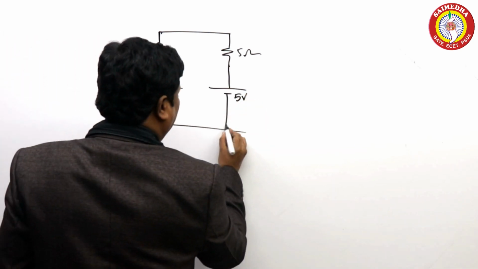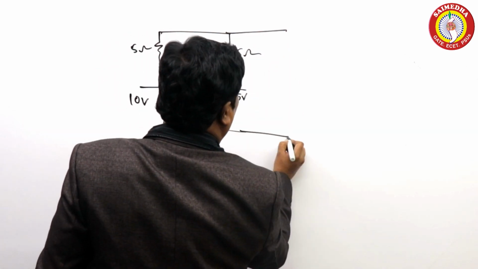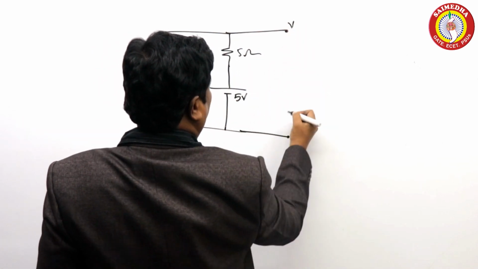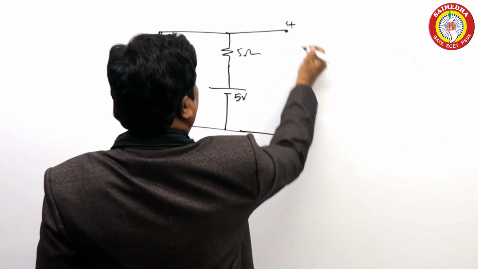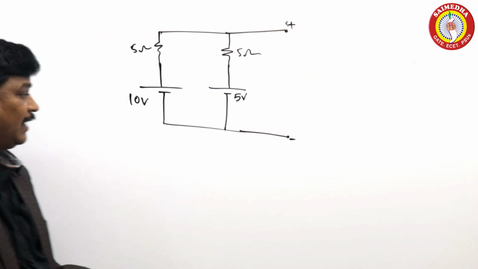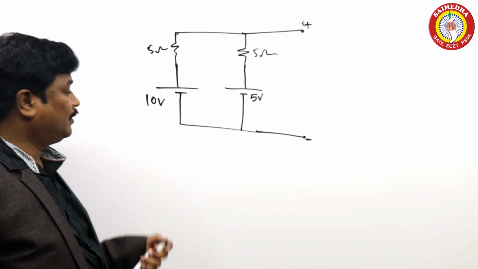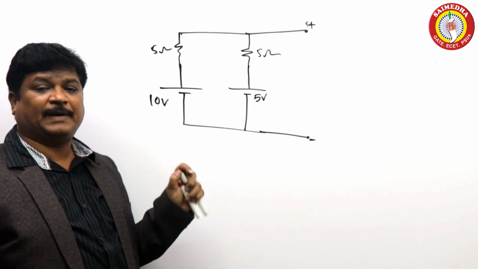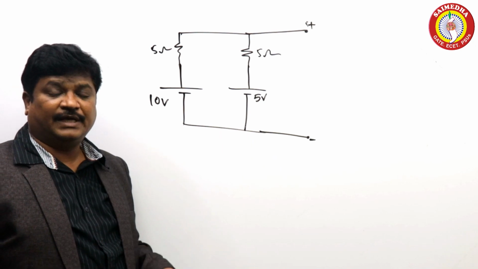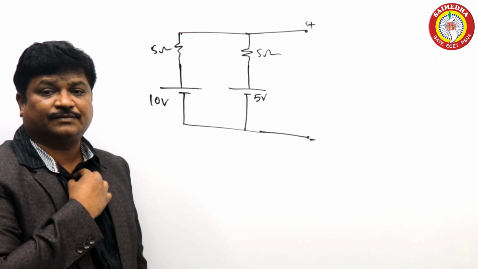Sir, under this condition, what is the voltage across this terminal? For example, I can say plus and minus. First of all, these voltage sources are connected in parallel. Unequal voltage sources, 10 volts and 5 volts, are connected in parallel. Is it a valid circuit or an invalid circuit?